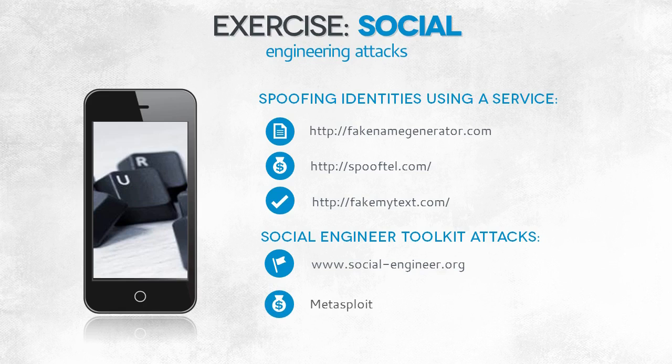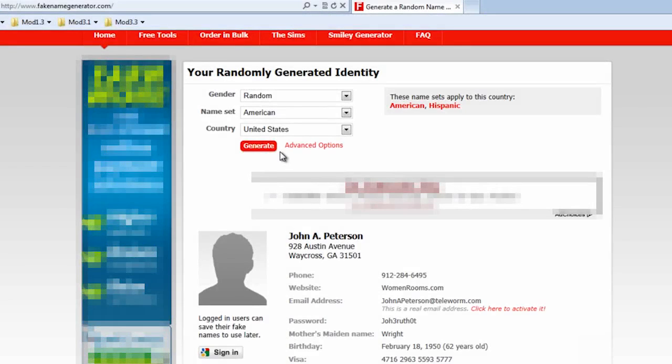Let's start with creating a new identity. Suppose you're not very creative and you don't feel like inventing a birthplace, mother's maiden name, and such. Here's where fakenamegenerator.com comes in handy. Using this website, all you have to do to fake an identity is to choose nationality and country of origin. This is all the basic information required.